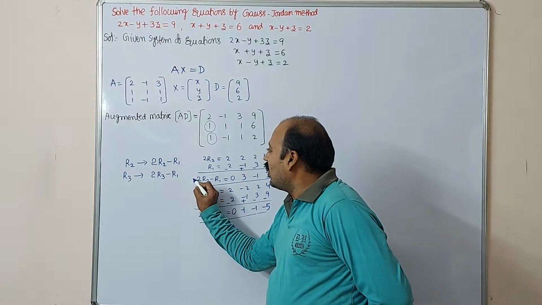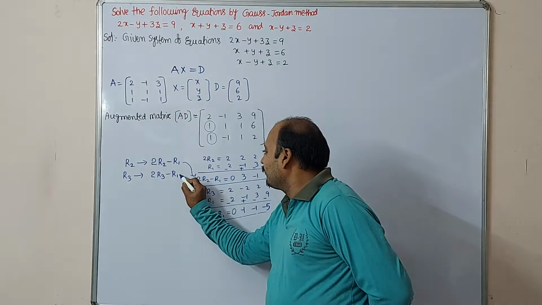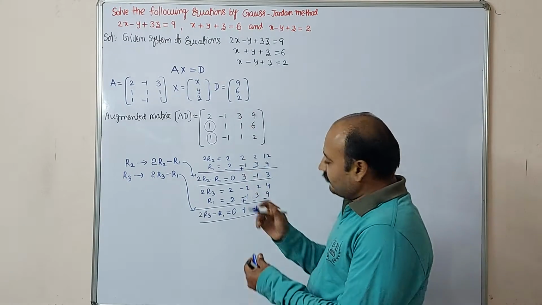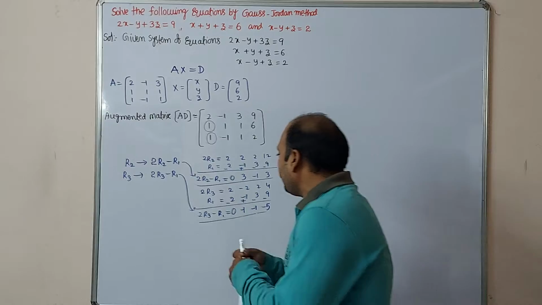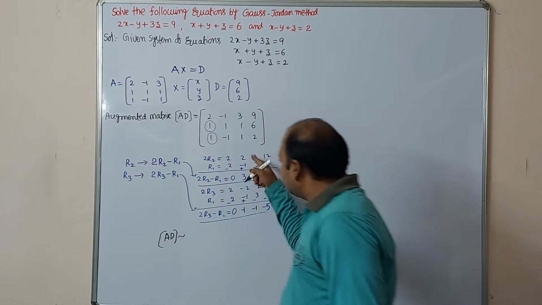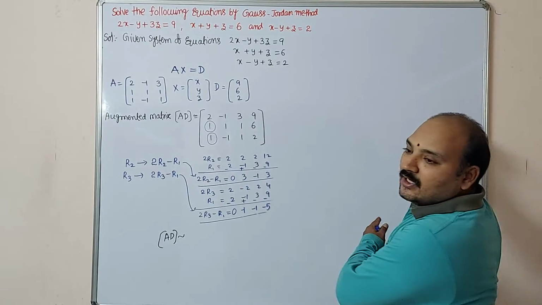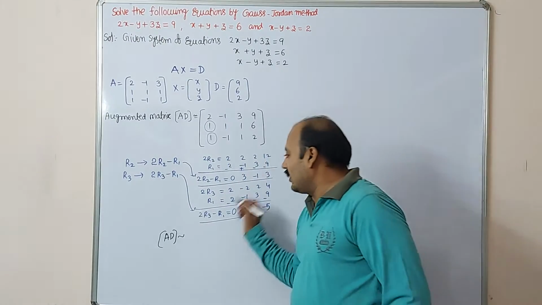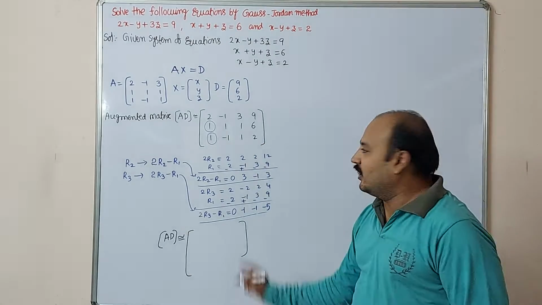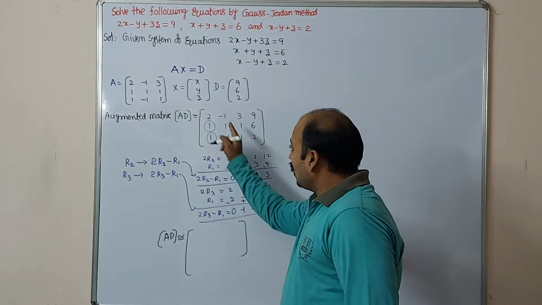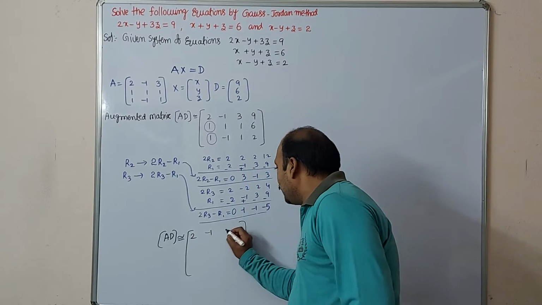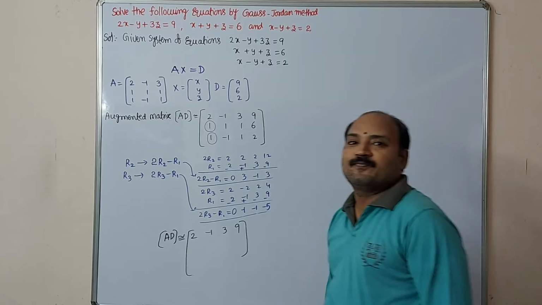So in place of R2, this is the R2 value. This is the R3 value. So this will become, so AD, this you have to do on the right side, in the rough place, dear students. So the first step here is completed. R1 we are not changing anything. 2 minus 1, 3, 9.